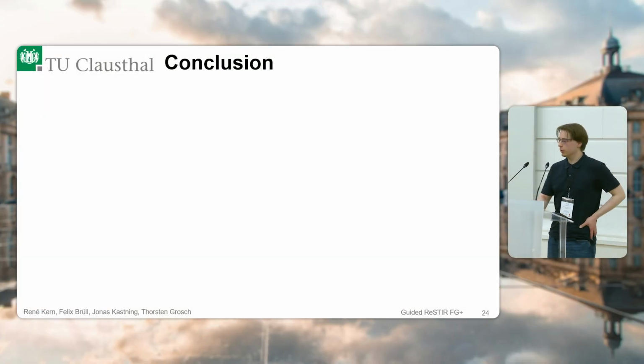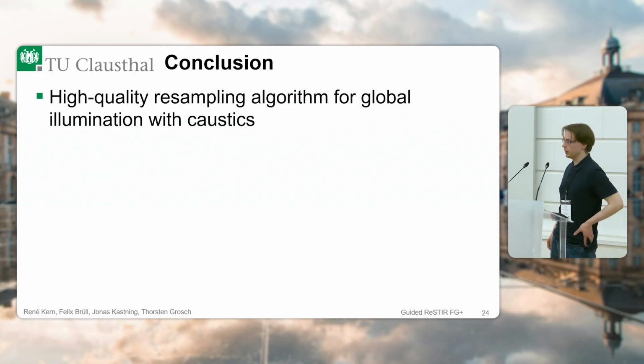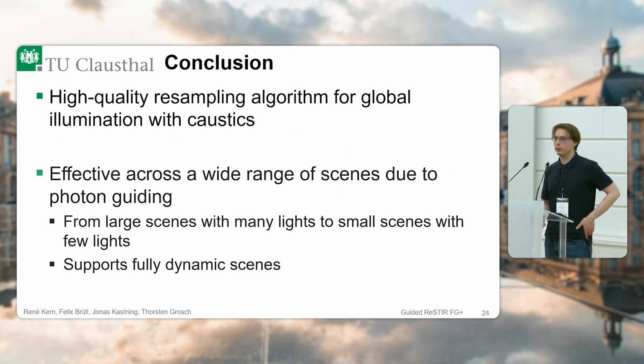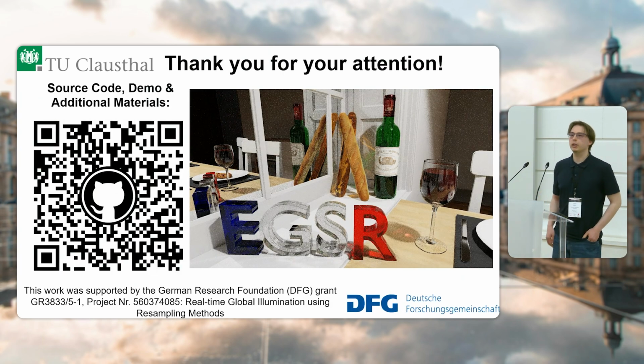To conclude, we presented a high-quality resampling algorithm for global illumination with caustics, and this is effective across a huge variety of scenes, ranging from large scenes with many lights to small scenes with a few lights, and now supports fully dynamic scenes.